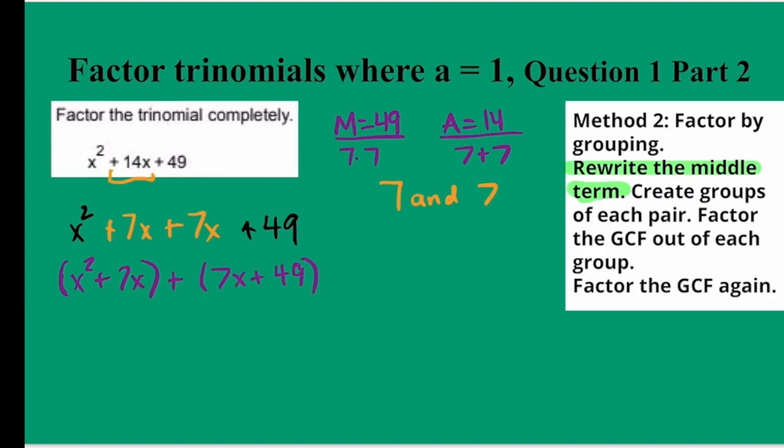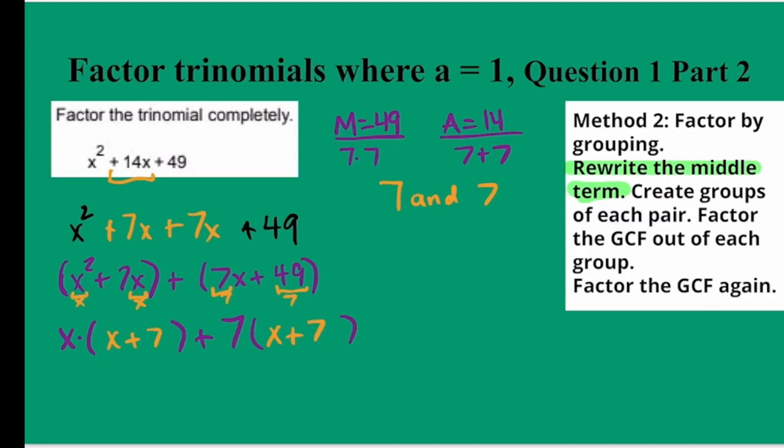So I can take an x out of those first two pieces. There's an x that's common. In the second set of parentheses, I can take out a 7. I can divide 7 out of 7. I can divide 7 out of 49. So if I take x out of the first parentheses, what I'm left with is x plus 7. If I divide a 7 out of the second parentheses, I also get x plus 7.